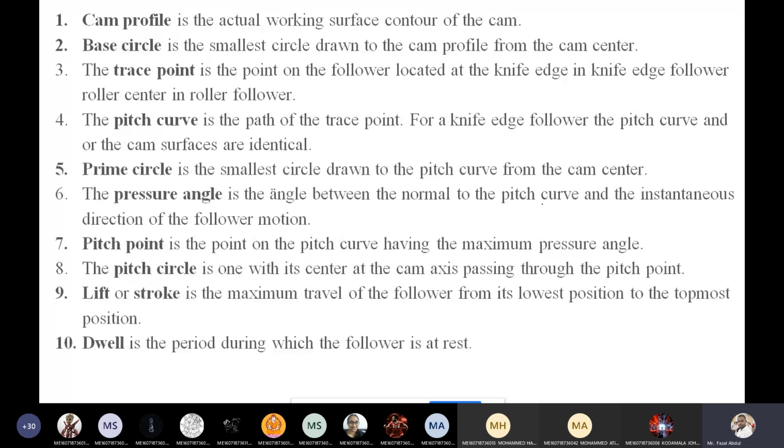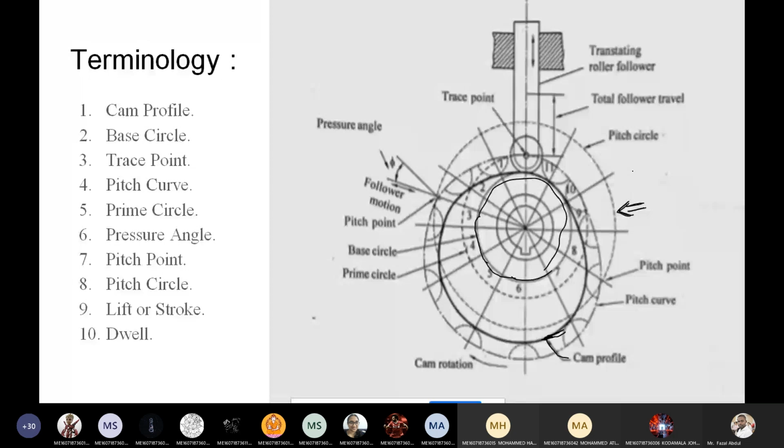Next one is the trace point. Trace point is the one point on the follower. Here you can find the trace point. Here you can find the trace points. These are all the trace points.